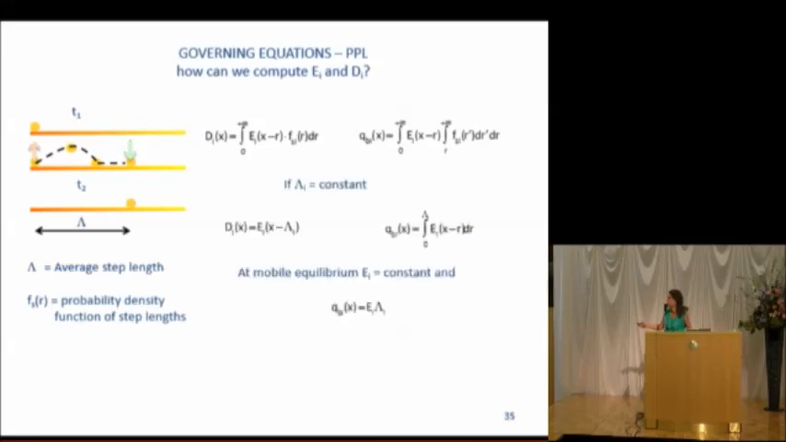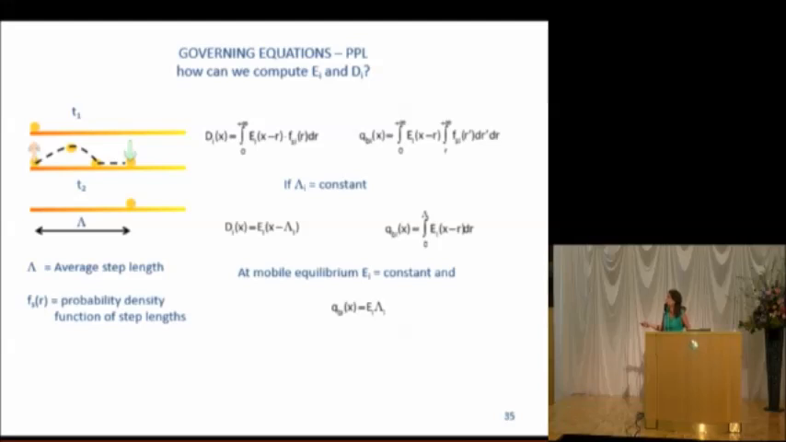If our step length is constant, these two equations simplify. In this form, the position is equal to the entrainment one step length upstream, and load becomes just one single integral. At mobile bed equilibrium, and this is from Einstein's work, entrainment is constant everywhere. The load can be expressed simply as the product of the entrainment rate times lambda, and this is the formulation that we are using in our simulations. We can implement more complex formulations later on, but as a first attempt, we go with the simple things.